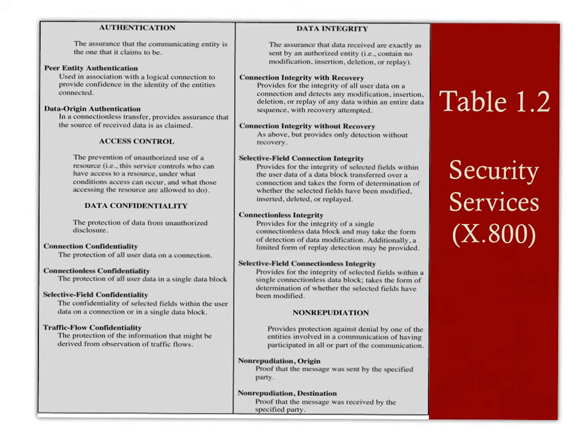Access control, the prevention of unauthorized use of resources, as we said, is done by access lists, some file level restrictions, things like that. Data confidentiality is divided into 4 different things. Here it is divided into, first, connection confidentiality: the protection of all user data on a connection.